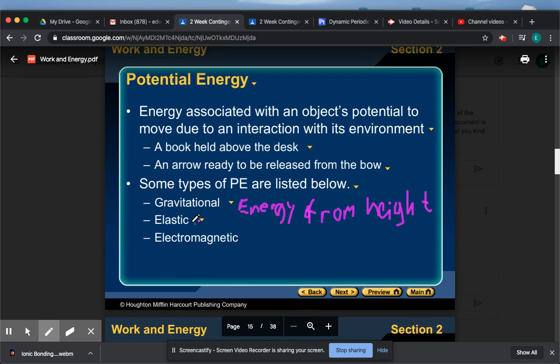When you pull back the string, that is elastic. Elastic is energy from stretching or compressing. I'm pretty sure I might spell stretching wrong. I'm a numbers guy, not a words guy. Stretching or compressing.